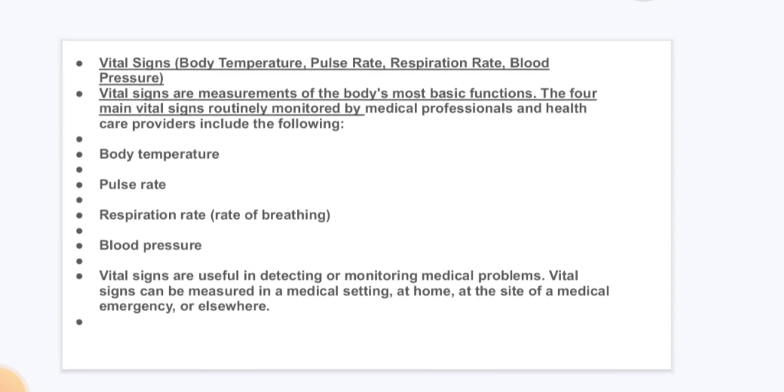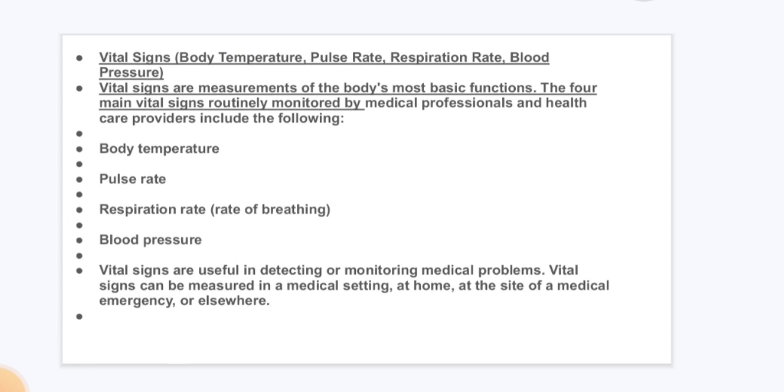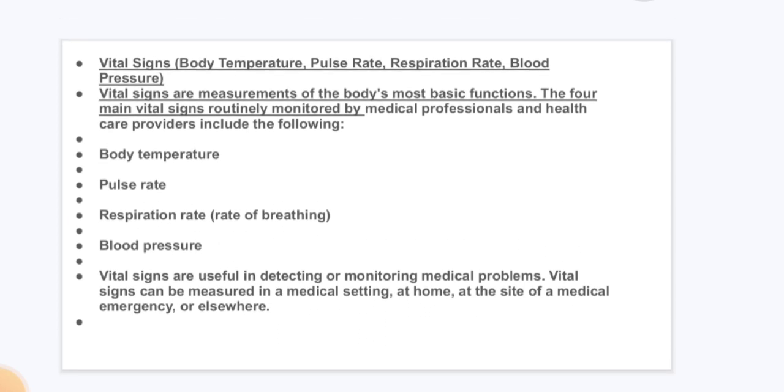Vital signs means you have to remember body temperature, pulse rate, respiration rate, and blood pressure. These four main points you have to remember. Okay, vital signs means body temperature, pulse rate, respiration rate, and blood pressure.